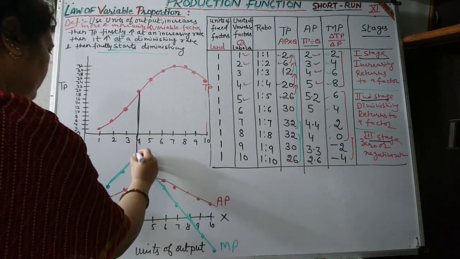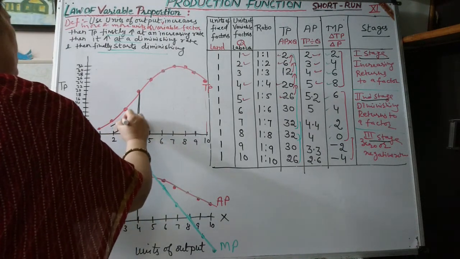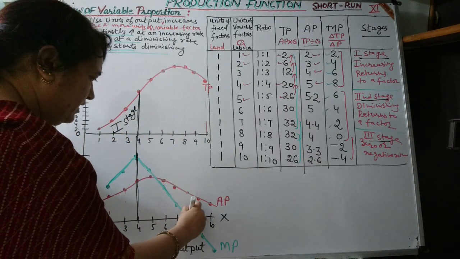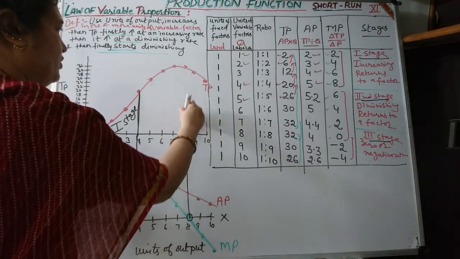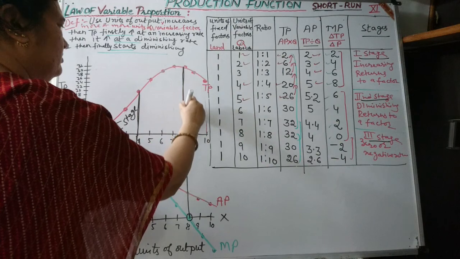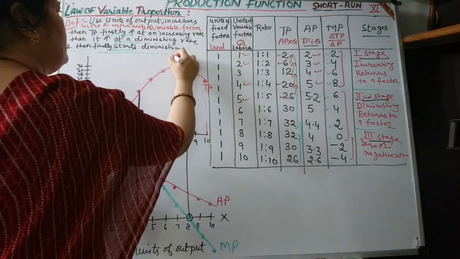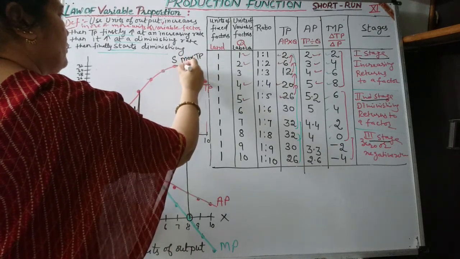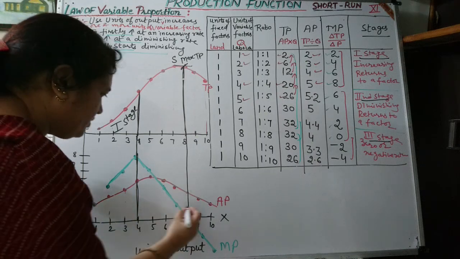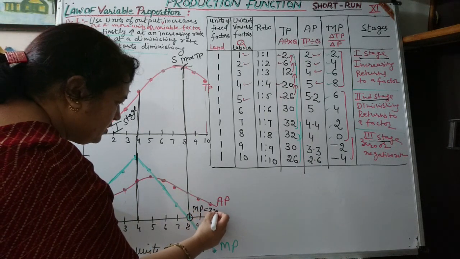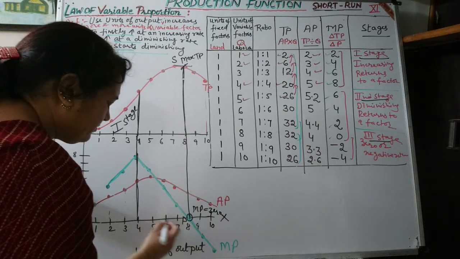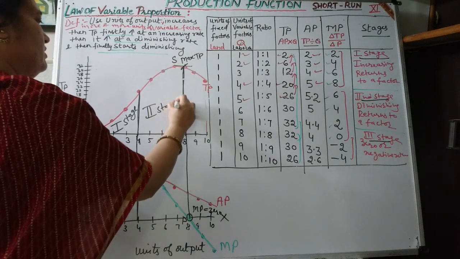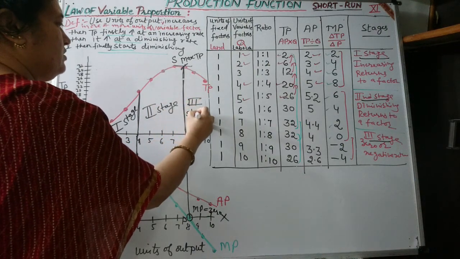So we have prepared this; this is the first stage of production. Then where MP is 0, that is the 8th unit of output, here TP is maximum at point S. Where TP is maximum, marginal production is 0. MP is equal to 0 at point P. So this is the second stage of production. This is the third stage of production.